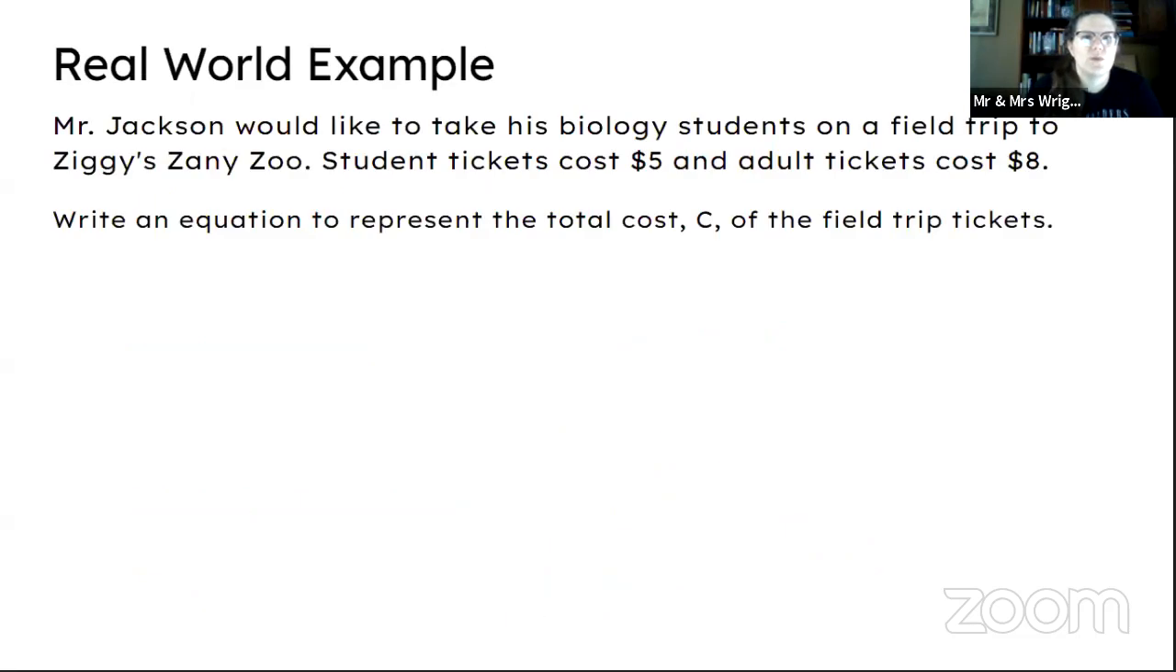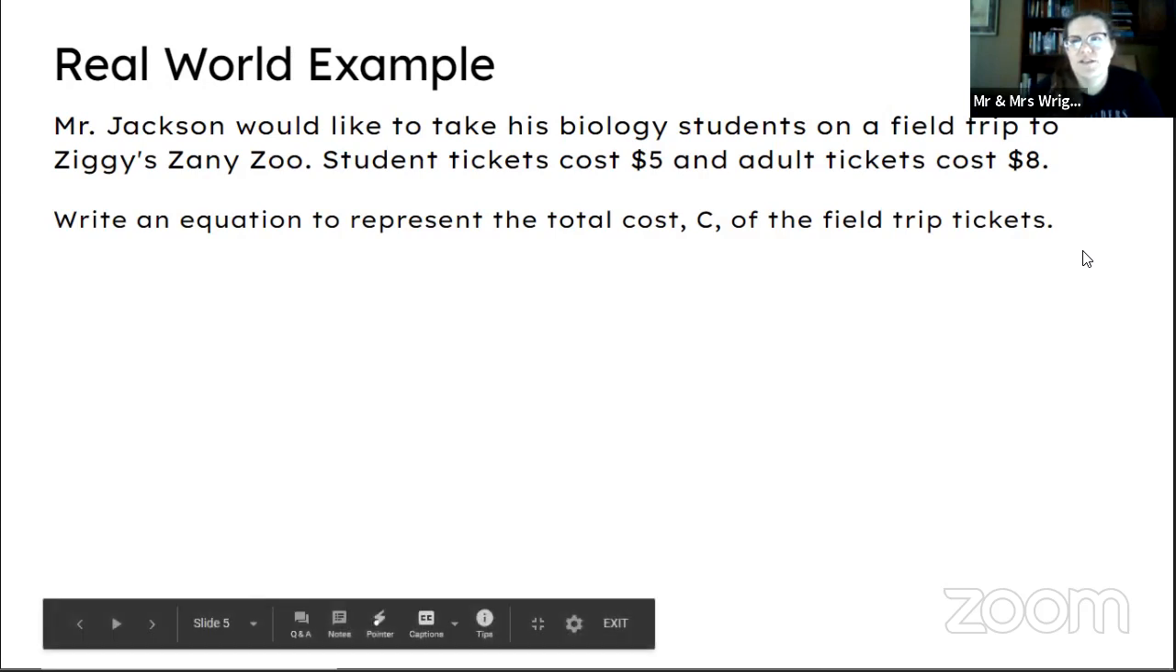Now I have one more example for you. What I want you to do is go ahead. This is a real world example, and there's going to be several parts to this, but we're going to start here with writing an equation to represent the cost of the field trip tickets. So let's look at what we have here. We've got Mr. Jackson. He wants to take his biology students on a field trip to Ziggy Zany Zoo. Student tickets cost $5 and adult tickets cost $8.